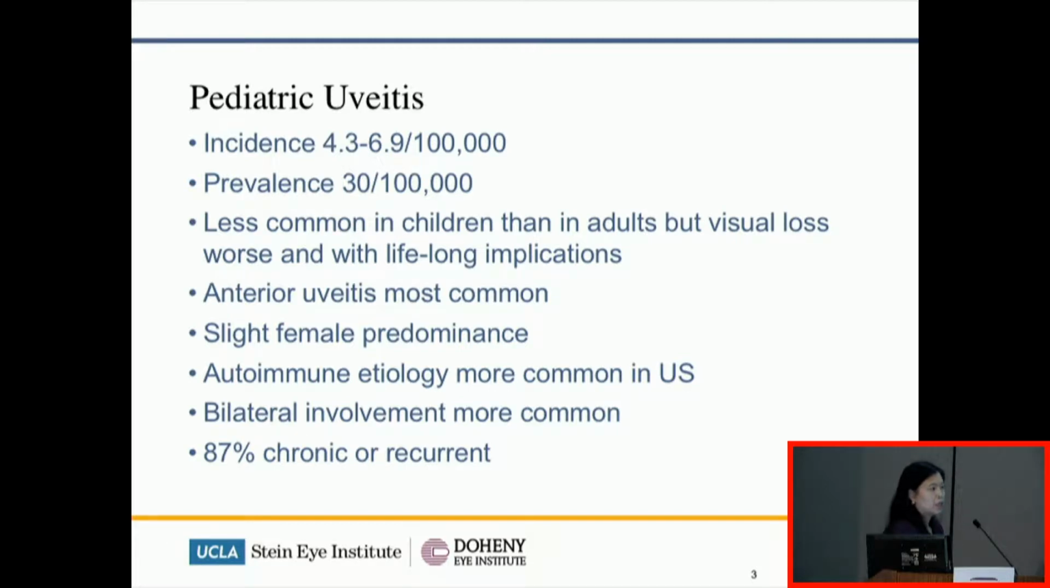Anterior uveitis, amongst all forms of uveitis, is the most common in the pediatric population. There's a slight female predominance. In the United States, at least, within children with pediatric uveitis, autoimmune etiology is the most common. That may not necessarily be true in other countries. Bilateral involvement is the most common, and most of these children have chronic and/or recurrent disease.